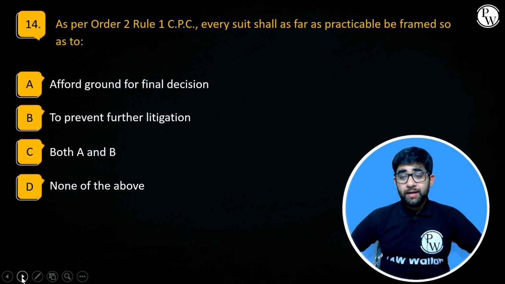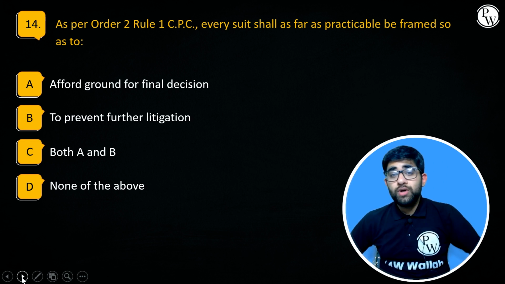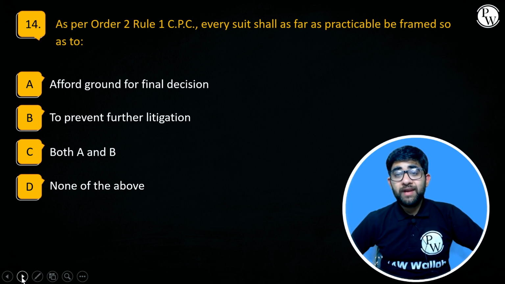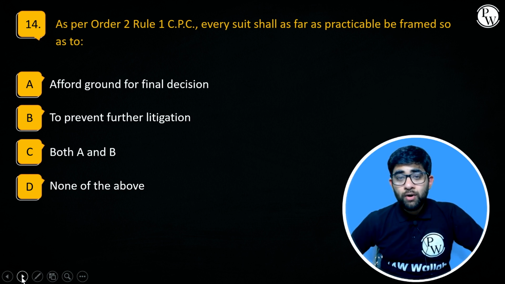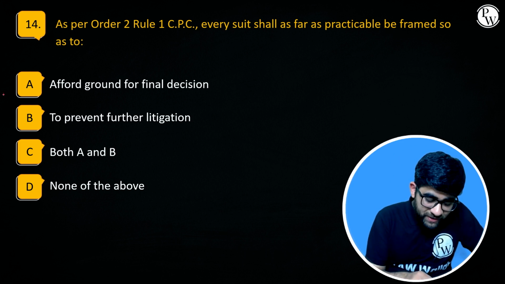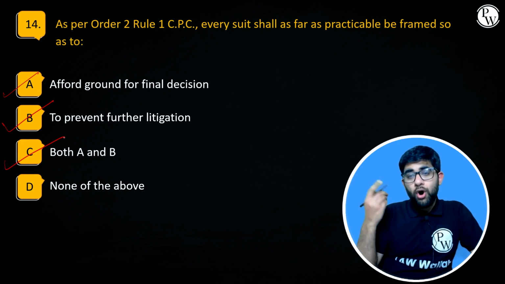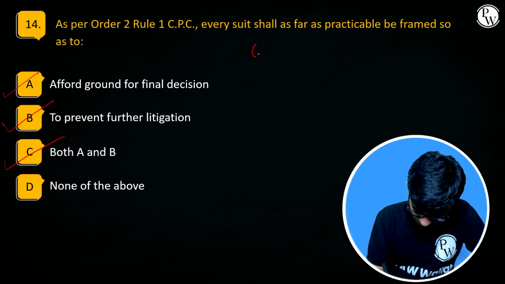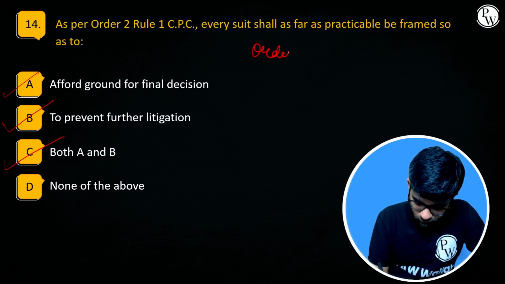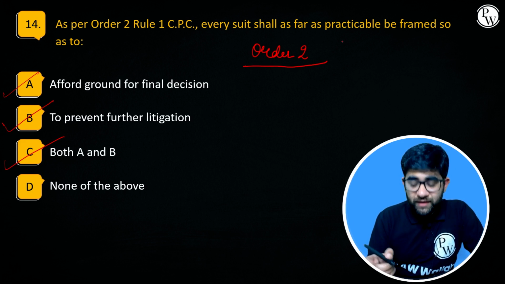Next, 14th. As per Order 2, Rule 1 of CPC, every suit shall, as far as practicable, be framed so as to afford ground for final decision to prevent further litigation: both A and B, and none of the above. The answer to this is afford ground for final decision, yes. To prevent further litigation, yes. Both A and B, yes. Now, what Order 2 states is frame of issues.